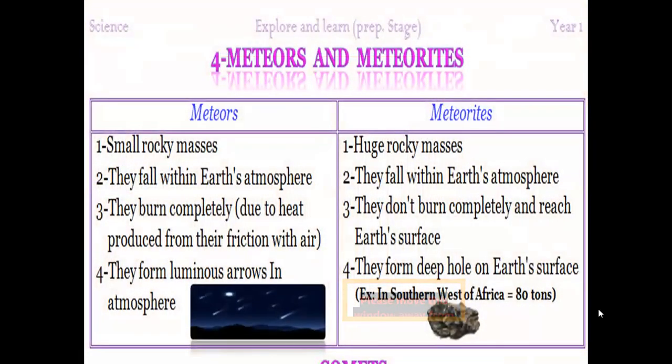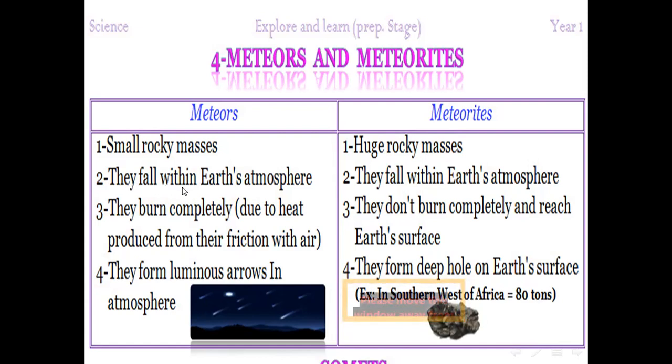Number 4, meteors and meteorites. If you look at the photo here and this diagram, I think maybe some of you have noticed something like shooting stars in the sky. Actually, I myself have seen many of them in my life. So what is the difference between meteors and meteorites? Meteors are small rocky masses, but meteorites are huge rocky masses.